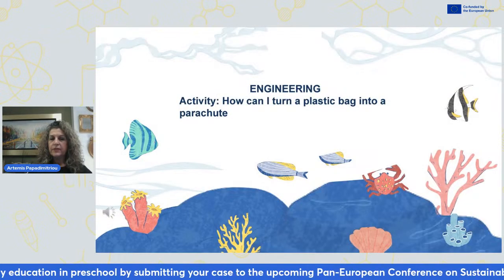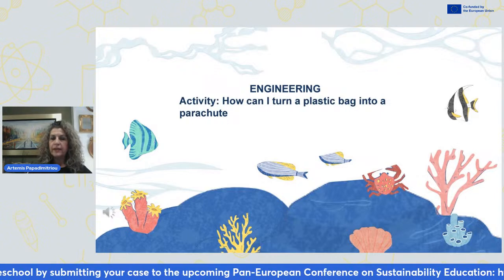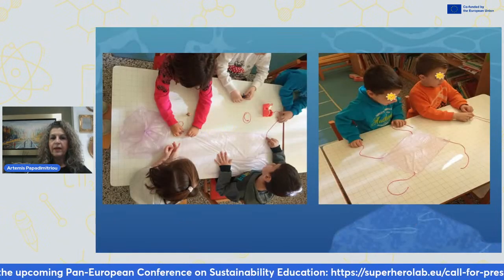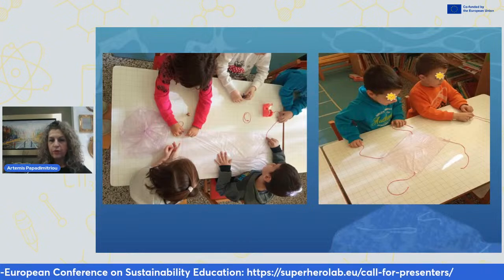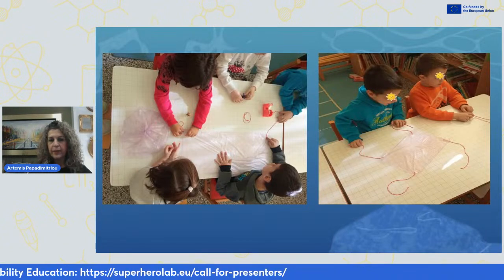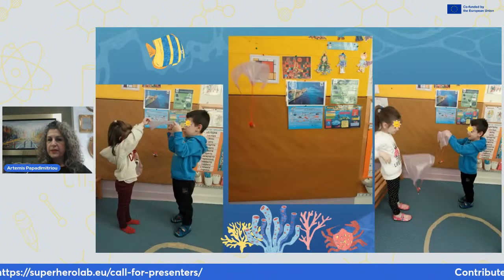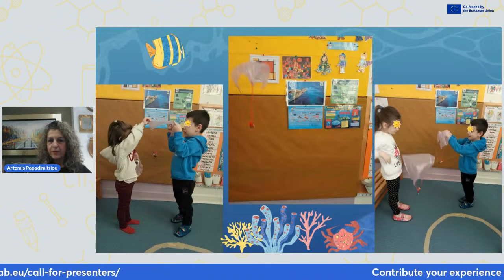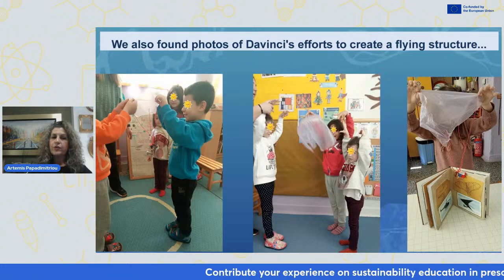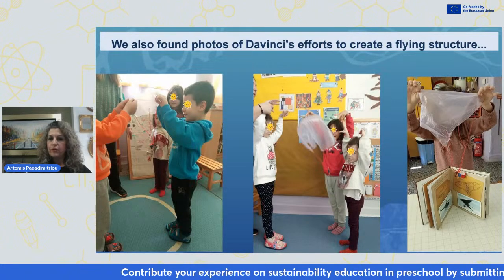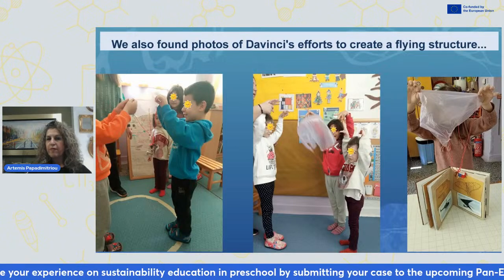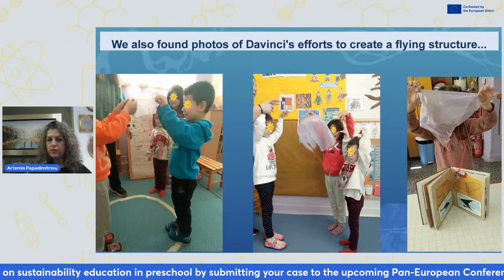Next activity, engineering. How can I turn a plastic bag into a parachute? You see the work of the children. They try to make a parachute. This is their work. We also found photos of Da Vinci's efforts to create a flying structure. You see the structure.